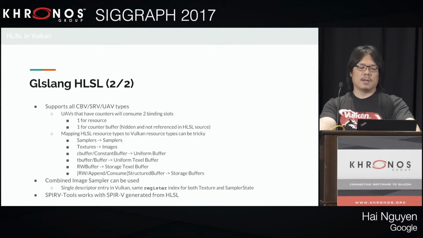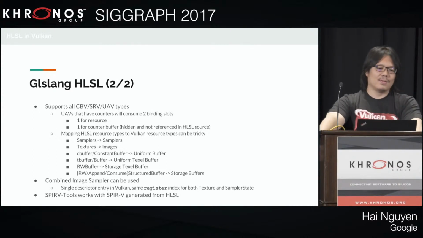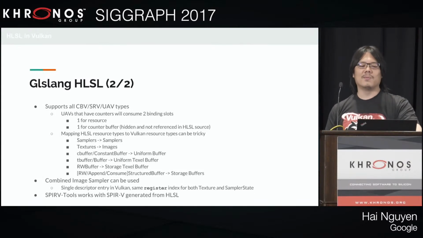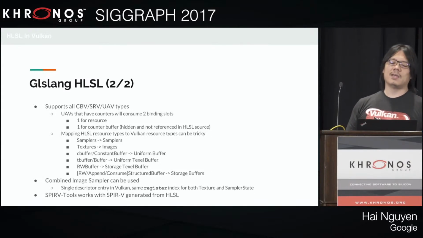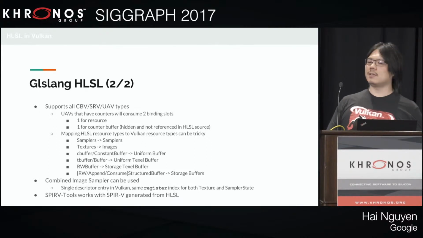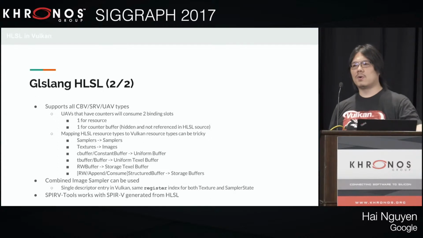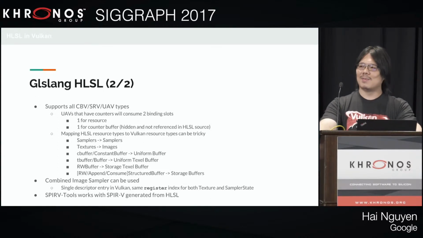And this is always a mouthful. The CBV, SRV, UAV types are all supported. The notable thing about UAVs is that if they have a counter, then there are 2 binding slots consumed. The mapping of HLSL resource types to Vulkan resource types can be a little bit tricky. I tried to summarize this as best as I could here. If you have any questions about this, please see me at the after party.